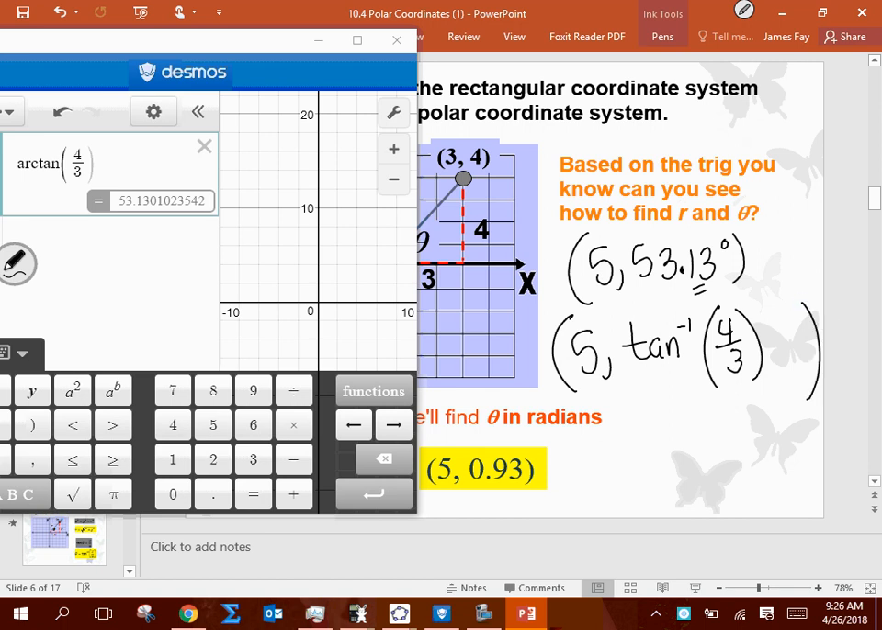Does that make sense? Okay. Is that the exact value for that 0.93 or the exact value for the 53.13 degrees? Okay. And now here is something that you might think about as well.